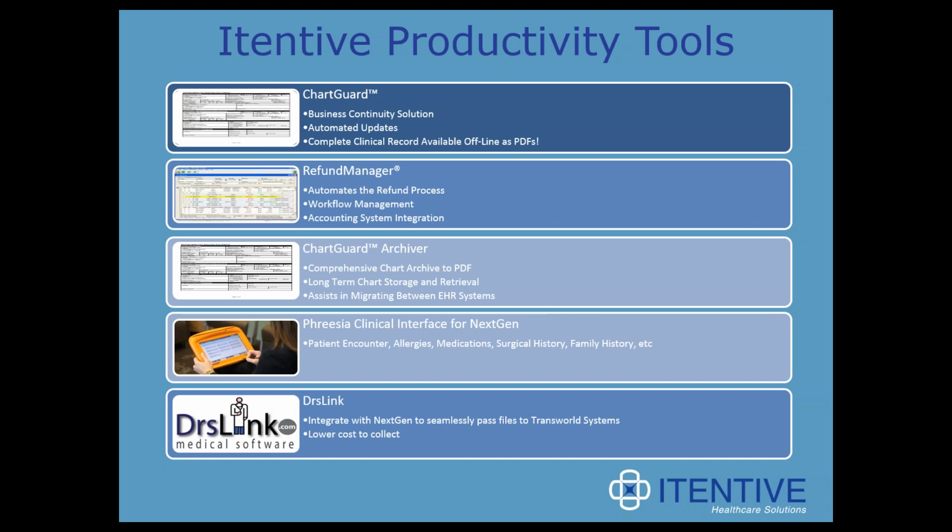If it loses access to NextGen, then the providers and staff can go to that PC and begin to see their patients using the current chart information that's there. So it allows for a minimal disruption to your operations while the IT department is trying to get NextGen back in line. We also have ChartGuard Archiver, which is a long-term storage version of ChartGuard with patient charts.